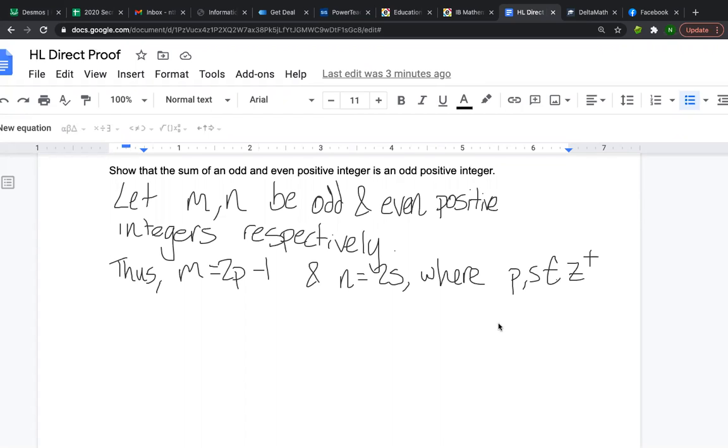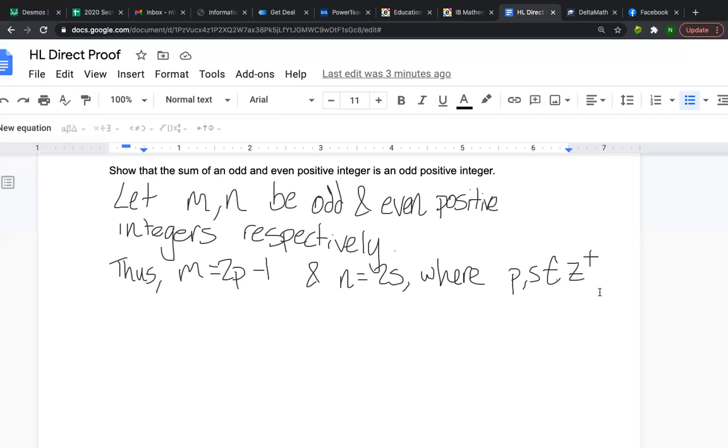1 is the same thing as 2 times 1 minus 1. Every odd integer can be defined by the function 2p minus 1, or 2n minus 1, or 2 times some variable, as long as it is a positive integer. So this last section here, where it says p is an element of Z plus, means it's a positive integer.